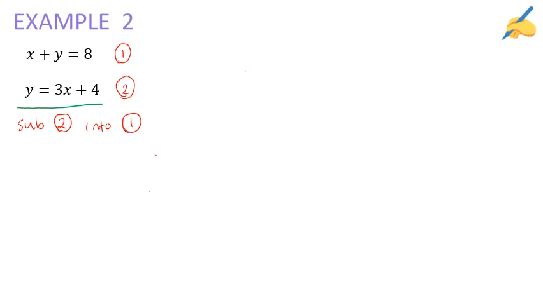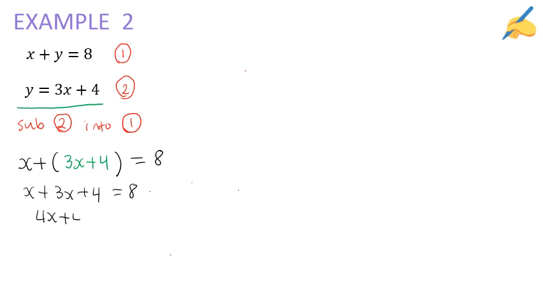So I'm going to write out equation 1, which is x plus, and instead of writing y, I'm going to substitute in equation 2, which is y equals 3x plus 4, equals 8. So I'm just going to rewrite that out. I've got x plus 3x plus 4 equals 8. So I've got x plus 3x, I've got 4x plus 4 equals 8. So now I'm going to solve for x.